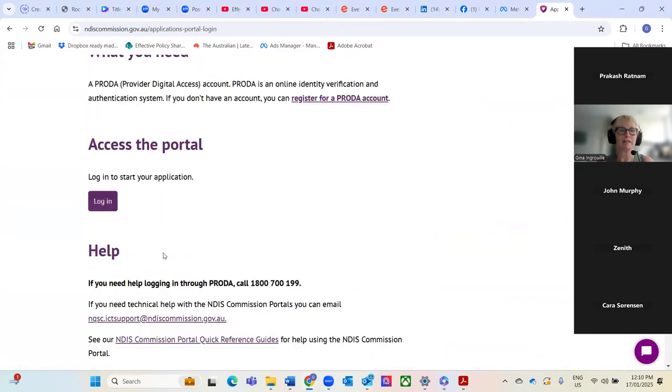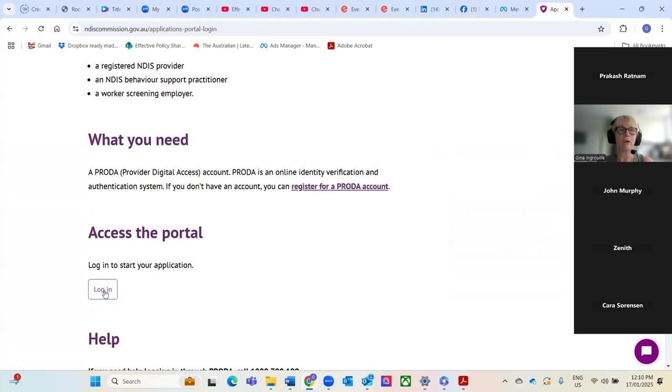You are going to be asked to sign in. If you don't have a PRODA account, then you are going to need to get yourself a PRODA account first before you can sign in and start that application. Okay, so if you don't have a PRODA account, you may as well leave this meeting today and go and make yourself one.